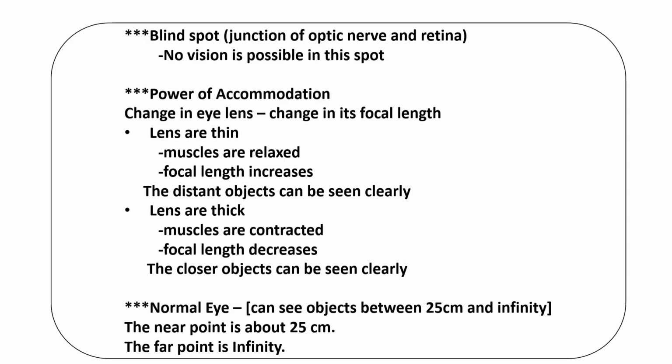Here we are going to see the topic blind spot. The blind spot is a small area of the retina insensitive to light, where the optic nerve leaves the eye. It is present at the junction of the optic nerve and retina. Here no light sensitive cells are present, so no vision is possible in this spot.